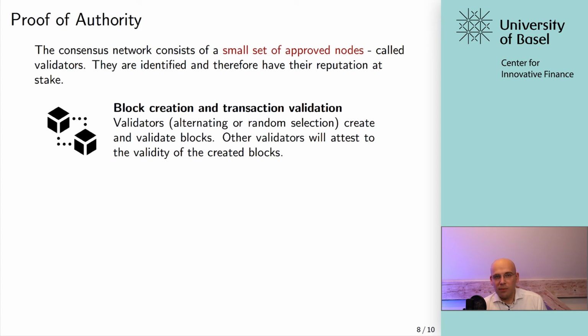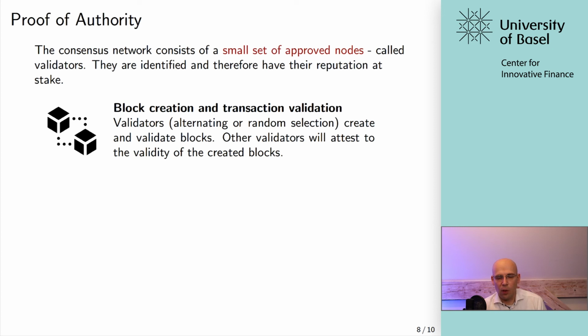Of course, as you will see later on, there are severe drawbacks to that in terms of decentralization, because at that point it's just completely centralized. The way block creation and transaction validation works is that validators are either selected at random or they are alternating. They create and validate these blocks, and other validators that are also part of this small set, they attest to the validity of the created blocks.